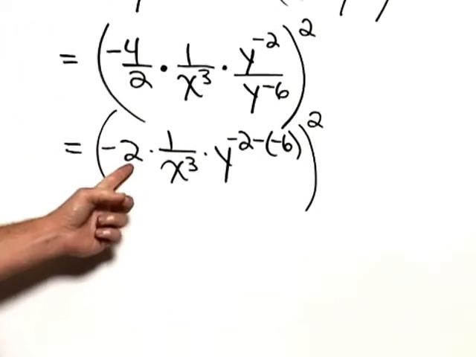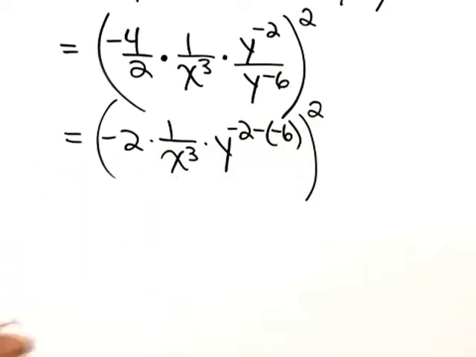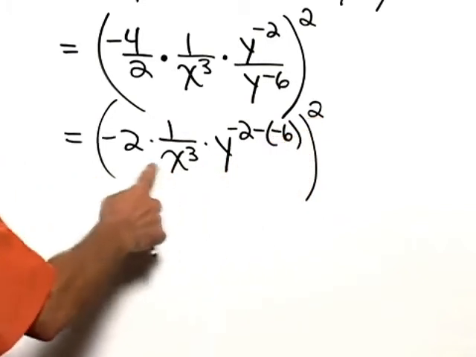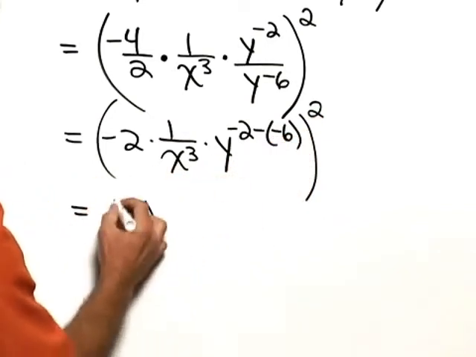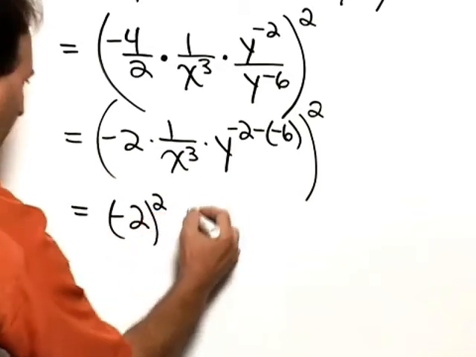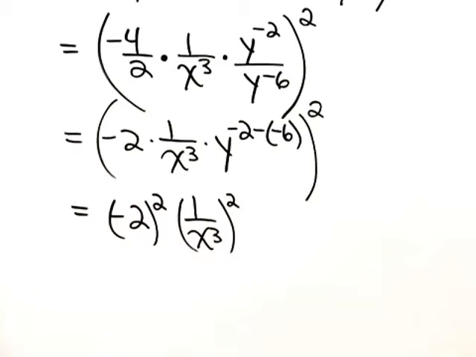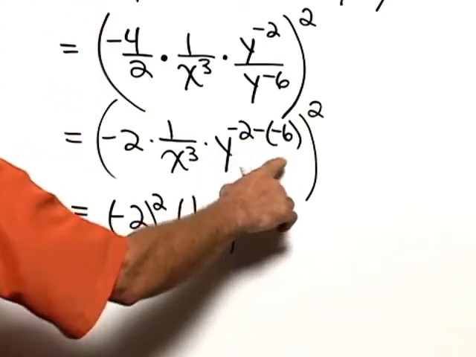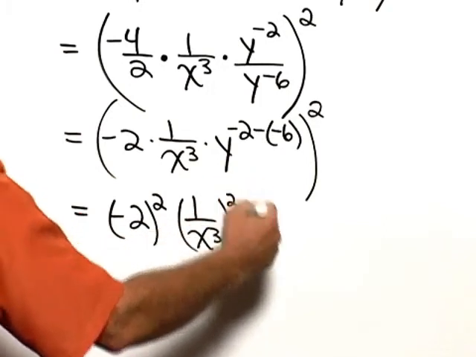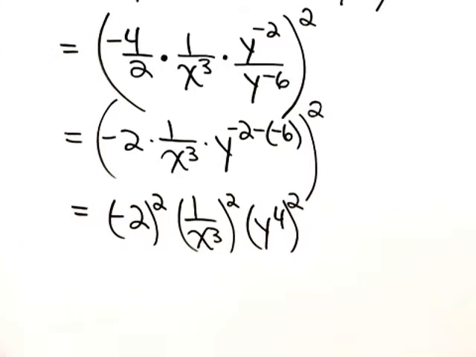Now, we have a product raised to an exponent. Therefore, the power 2 applies to each of the individual factors. We have negative 2 squared. We have 1 over x cubed squared. And then when we simplify here, we have negative 2 plus 6. Negative 2 plus 6 is 4. So we would have y to the 4th squared.